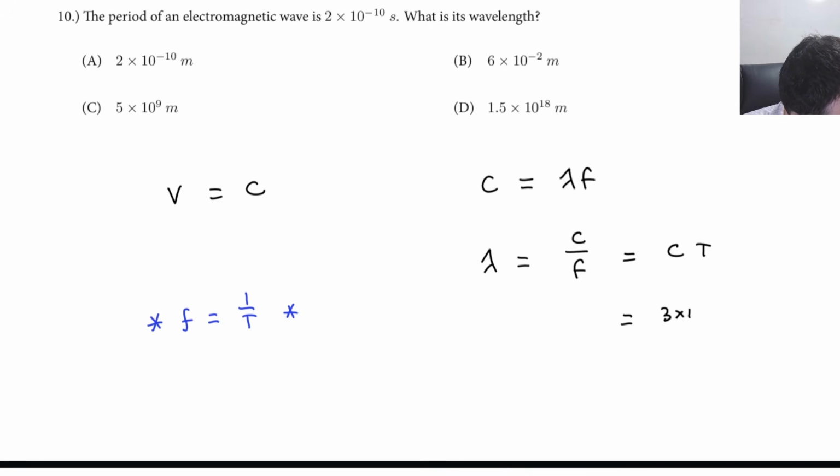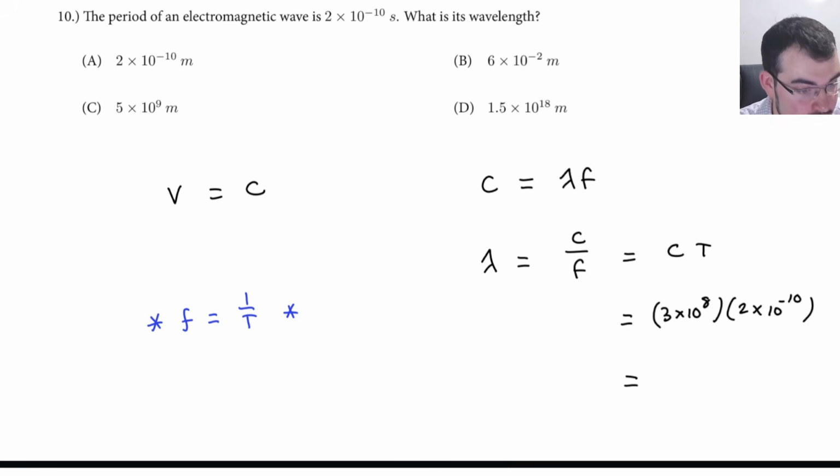So c is 3 times 10 to the 8th. T is 2 times 10 to the negative 10th. So we get 6 times 10 to the negative 2. Yep, that's an answer choice. And our answer should be in meters, because we get meters per second times seconds. I thought this was still level 1, even though there was a substitution in there.